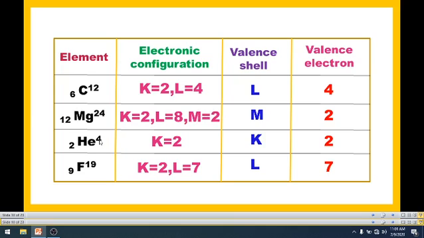And helium, 2 electrons, will be kept in K shell. So it is the outermost shell. So valence shell is K and valence electron is 2. And fluorine 2, 7. So the outermost shell is L shell. Therefore valence shell is L. And it has 7 electrons in its outermost shell. Therefore valence electron is 7. Okay. I hope you are able to find out the valence shell and valence electrons.